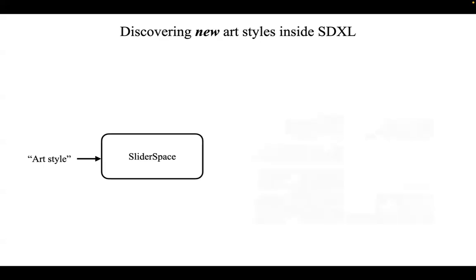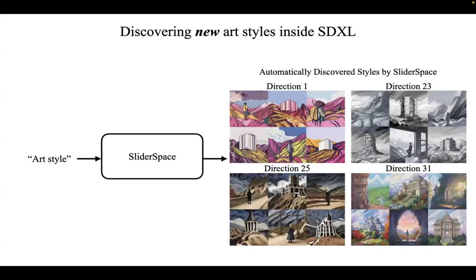We pose this question: can we use SliderSpace to help users explore these unknown capabilities of a model? We start by decomposing the concept art style using SliderSpace, and we found a lot of interesting new directions, or new art styles, inside Stable Diffusion XL. Essentially, each of these directions are the basis concepts or features that Stable Diffusion XL uses to encode the concept of art.